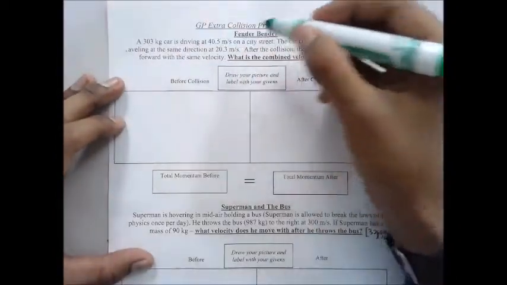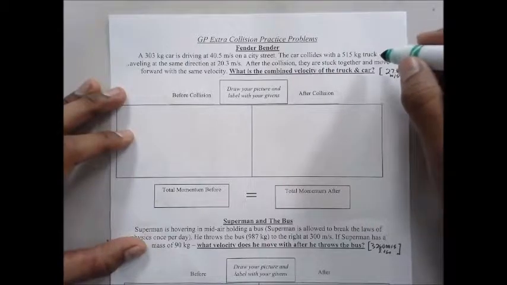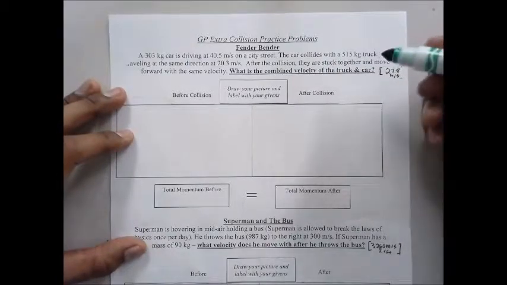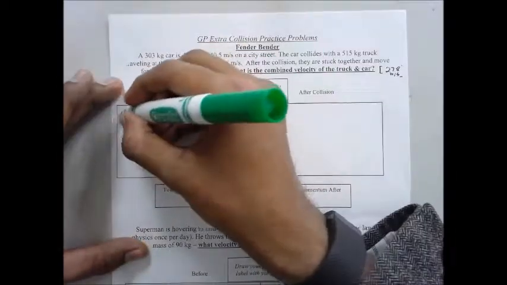So a 303 kilogram car is driving 40.5 meters per second on a city street. The car collides with a 515 kilogram truck traveling in the same direction at 20.3 meters per second. Same direction. After the collision, they are stuck together and move forward with the same velocity.